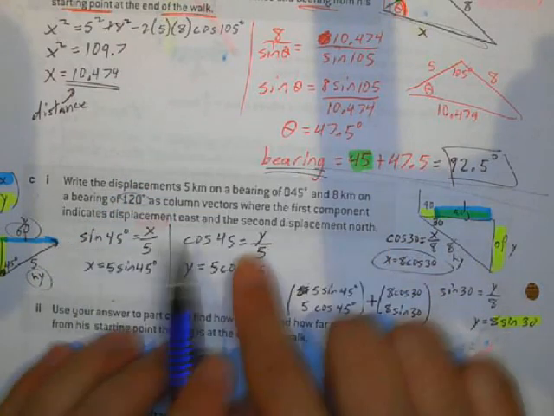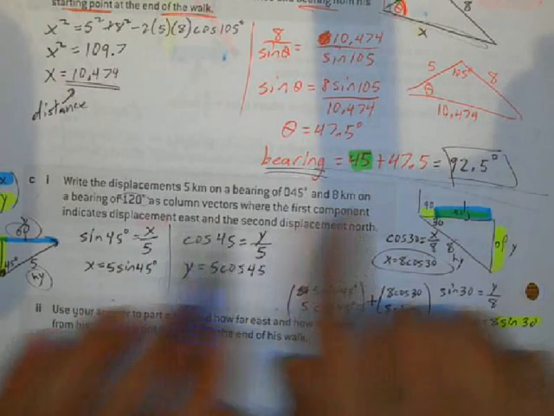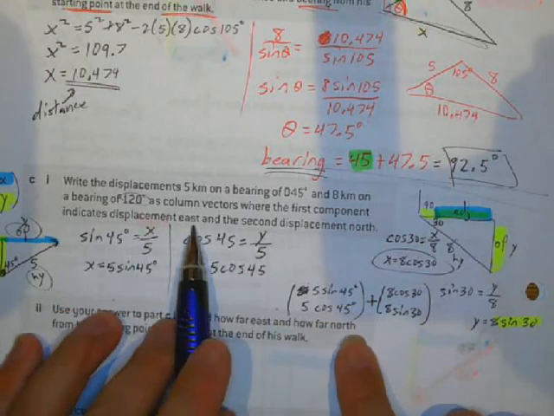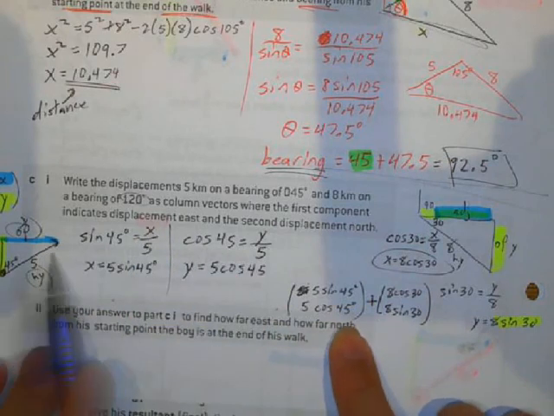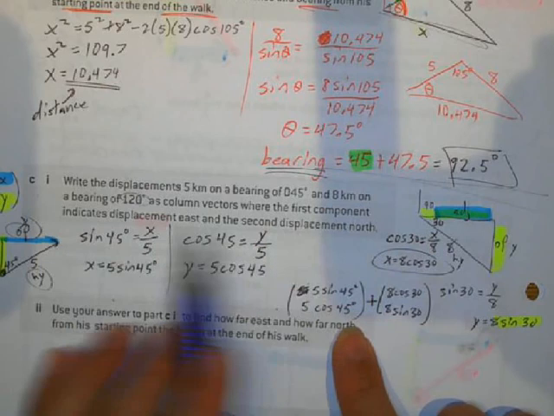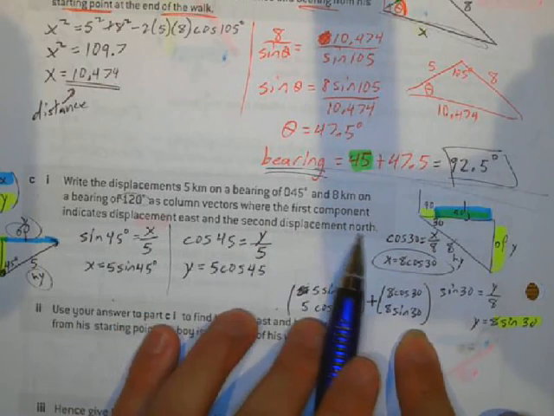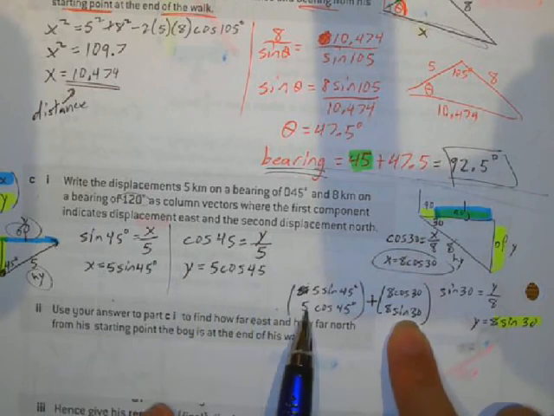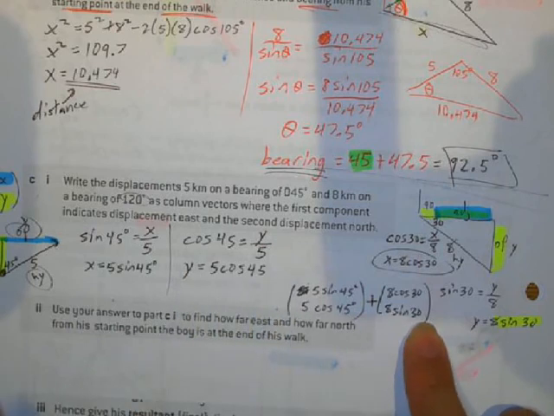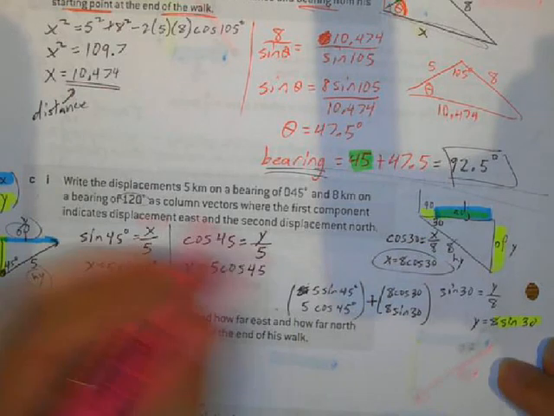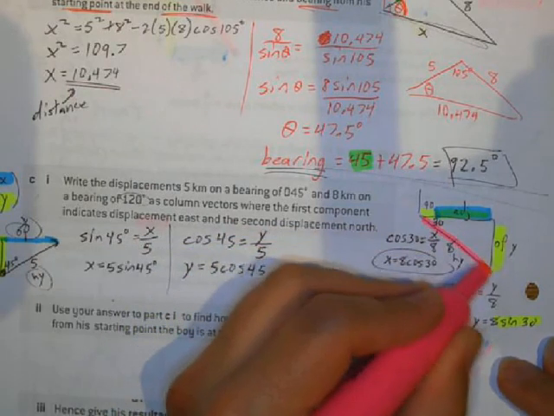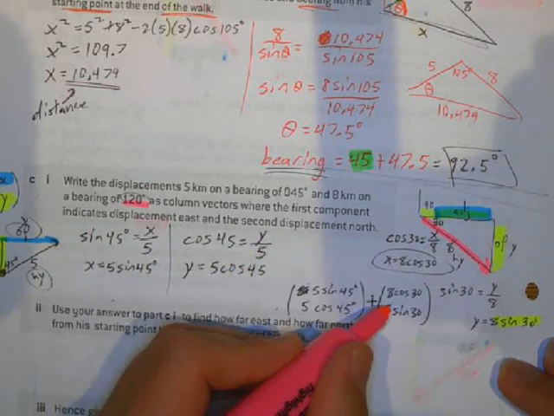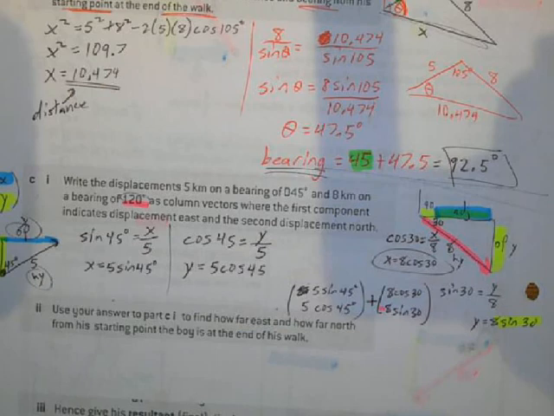Okay, so we're going to write this in column vectors where the first component indicates the displacement east. That's this one here. And the second component is the displacement north. Okay, so now one thing here. Notice if I'm going 120 degrees, I'm going down here. So this one here needs to be negative.